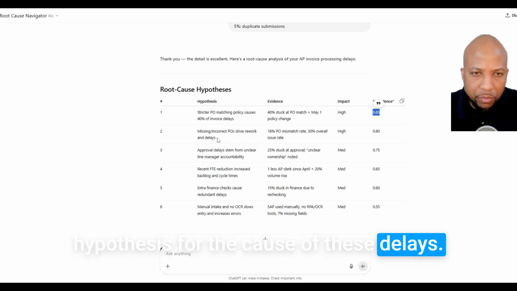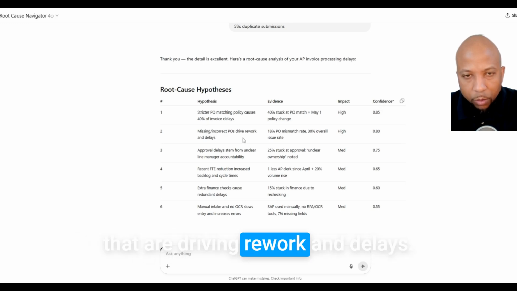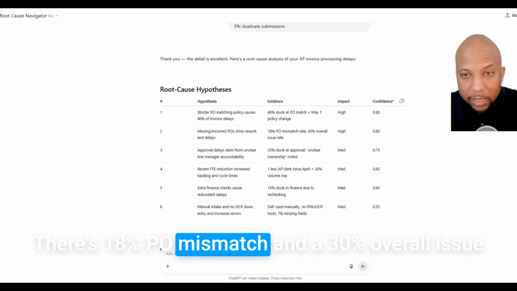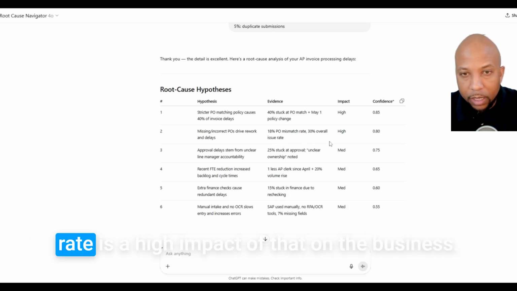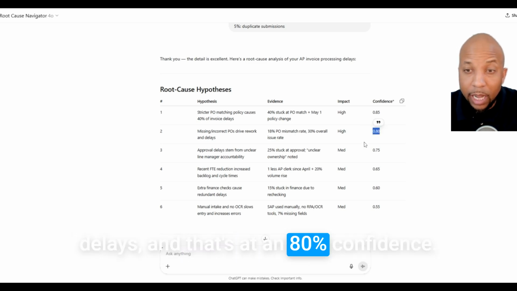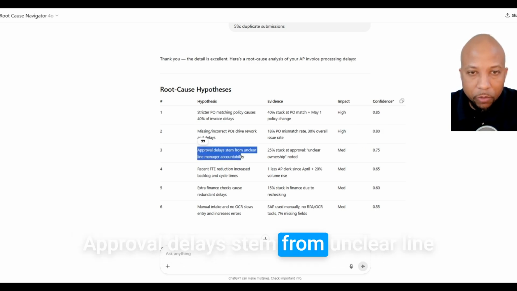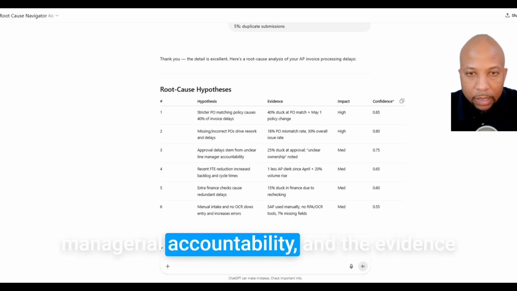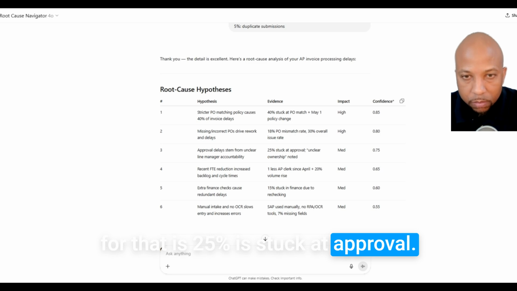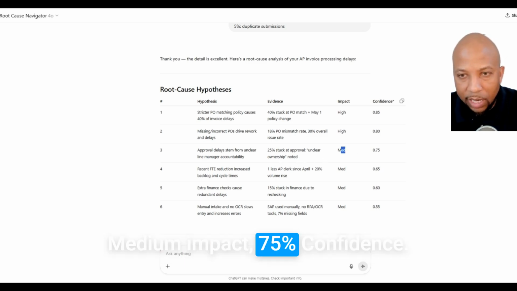The second hypothesis is that missing and incorrect POs are driving rework and delays. The evidence for that is what we provided: 18% PO mismatch and a 30% overall issue rate. There's a high impact of that on the processing delays, and that's an 80% confidence. Hypothesis number 3: approval delays stem from unclear line managerial accountability. The evidence for that is 25% are stuck at approval, and there's unclear ownership noted. Medium impact, 75% confidence.